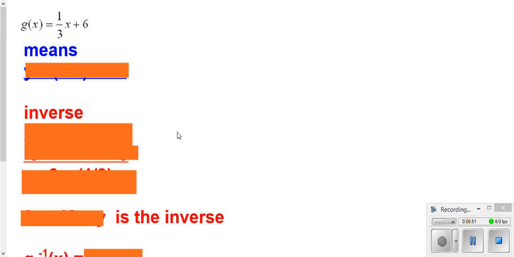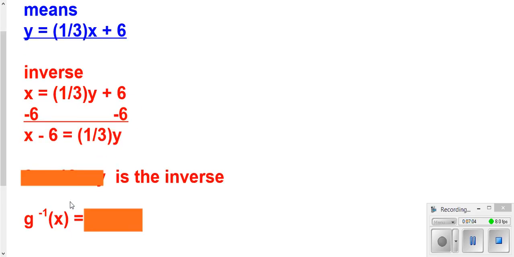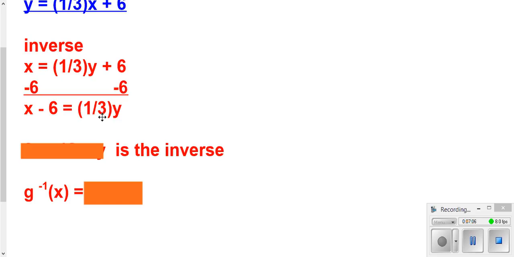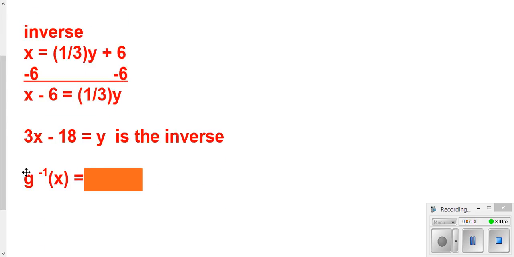Go ahead and try this problem. So we get y equaling, because our function notation is y. We switch x and y. We now need to go ahead and get y by itself, so by subtracting 6. Then we need to get rid of timesing by 1/3, so we could either divide by 1/3 or multiply both sides by 3, and we would get this. This is your inverse. Being function g up here, we're going to write it as g with a little -1 exponent of x.